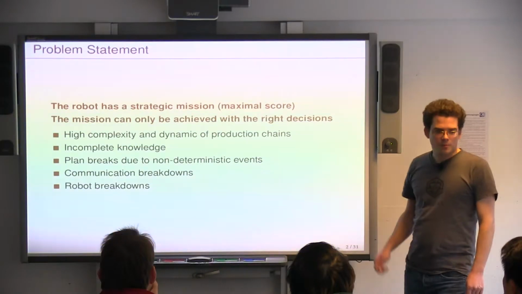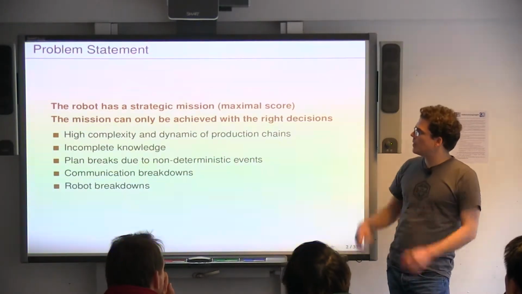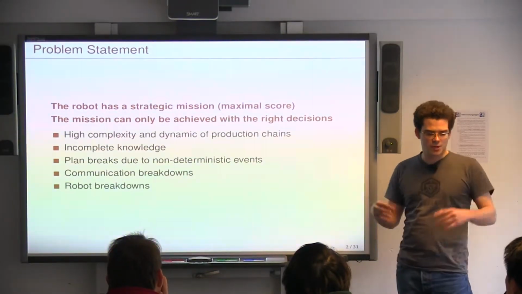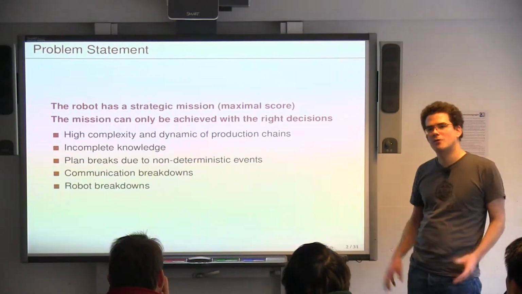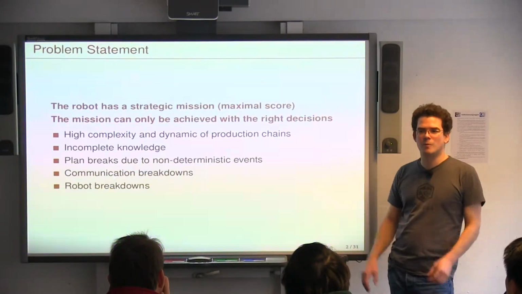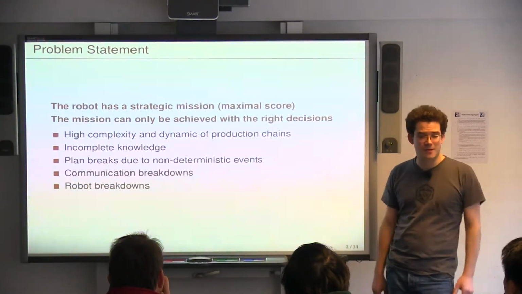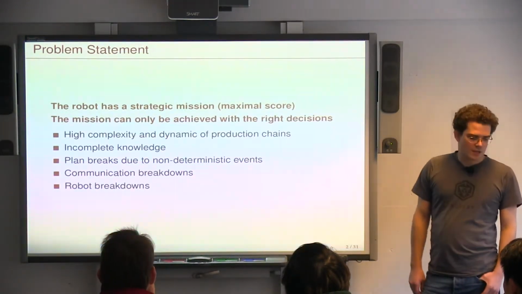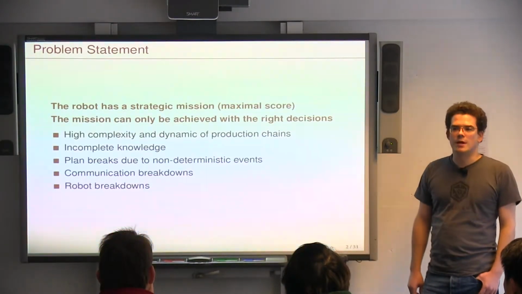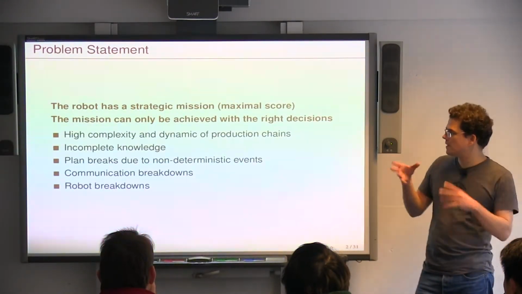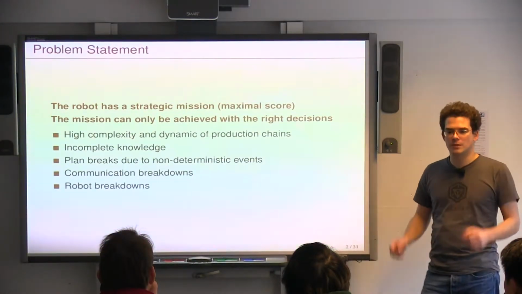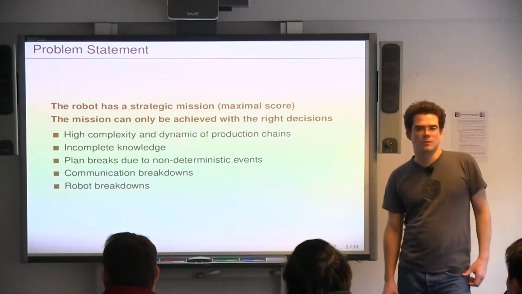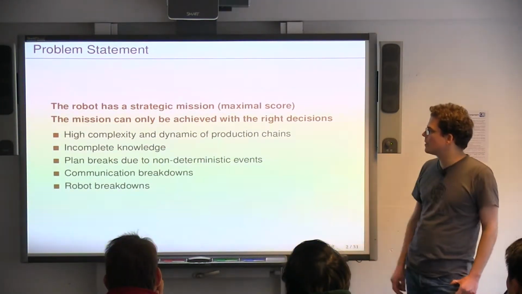So first, what's our problem? The problem that we are trying to solve overall is a strategic mission. So this is what our agent is trying to solve. And what's our mission? Well, of course, it's achieving the maximum score we can in the game. And the mission can only be achieved if we're making the right decisions at the right time in the game. So if we react correctly to the current world state, well, at least we'll try to get the maximum of points with this. And what are the actual problems in the logistics league?